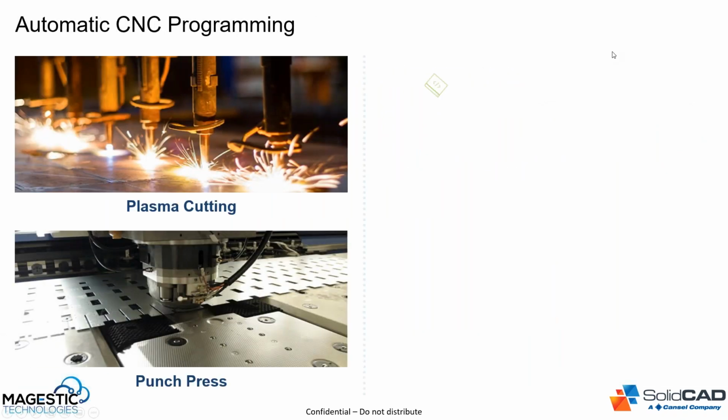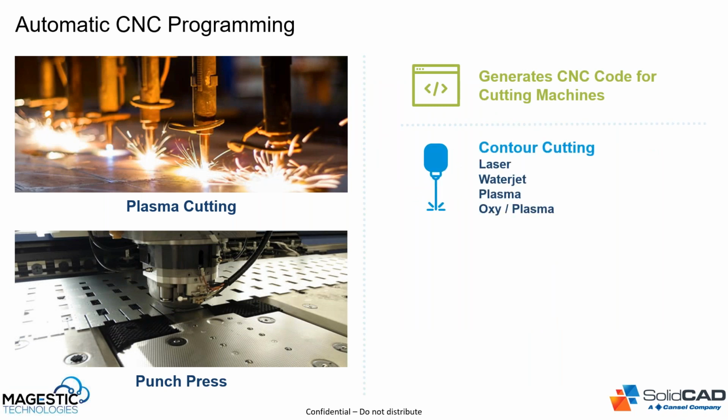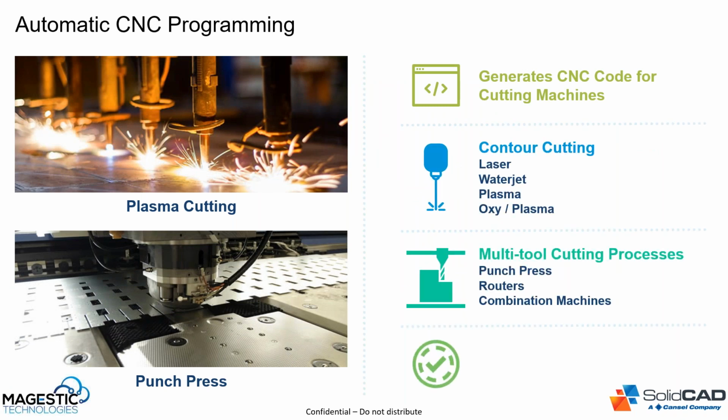A little bit more about the machine tools. Today we're going to be focusing a bit more on plasma cutting, but typically we support contour cutting and multi-tool cutting processes like lasers, water jets, plasmas, oxyfuels, punch presses, routers, and any combination machines, punch-router, punch-laser, things like that. We write all the post processors for our machine tools within TruNest, so we can support any machine, new or old, and drive that for you in your shop.